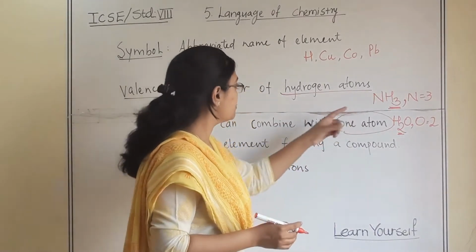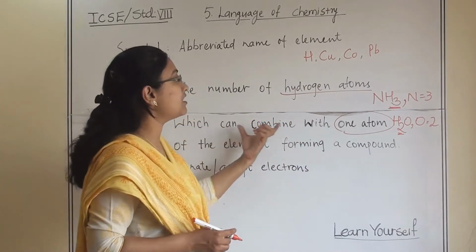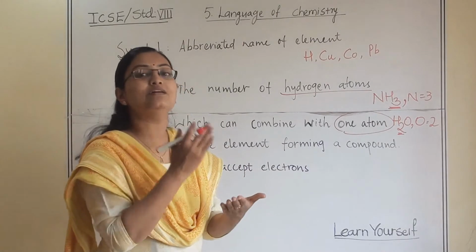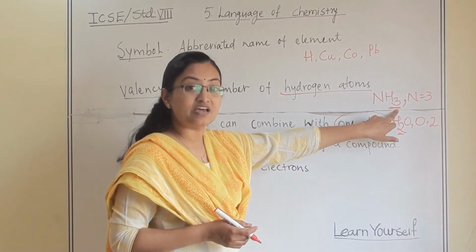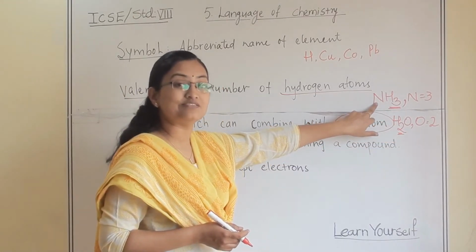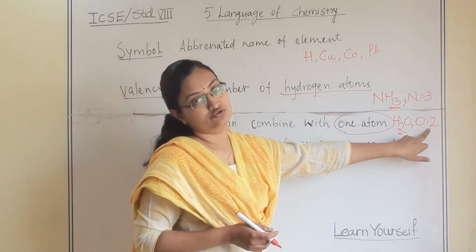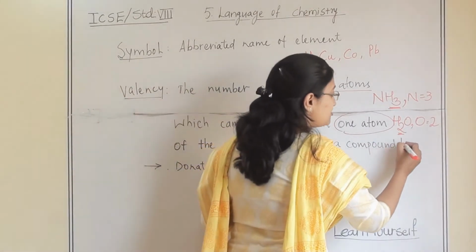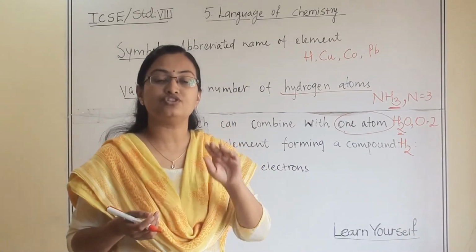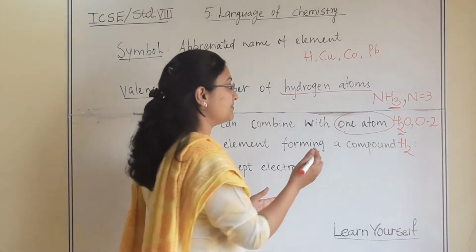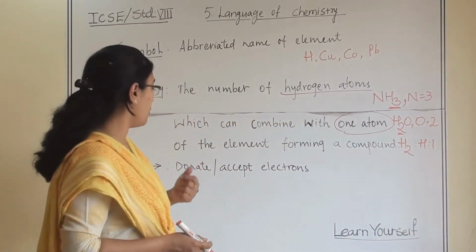2 hydrogen. So that's what they are saying, that the number of hydrogen atoms which can combine with any other atom will be the valency of that particular element. If 3 hydrogen atoms are combined, then the valency of nitrogen is 3. If 2 hydrogen atoms are combined, then the valency of oxygen is 2. And for example, the H2 molecule. In the H2 molecule, how many hydrogens are there? 2 hydrogen. With one H, another H is combined. So hydrogen's valency is 1, and so on.